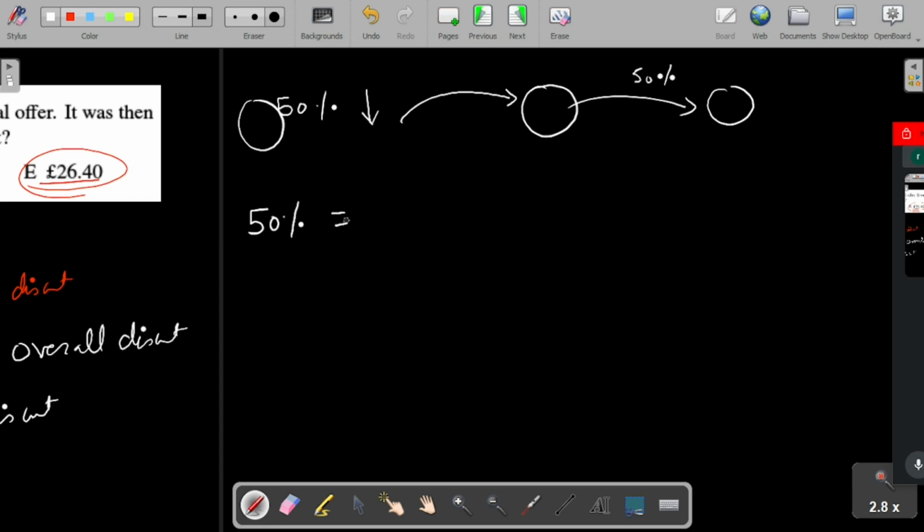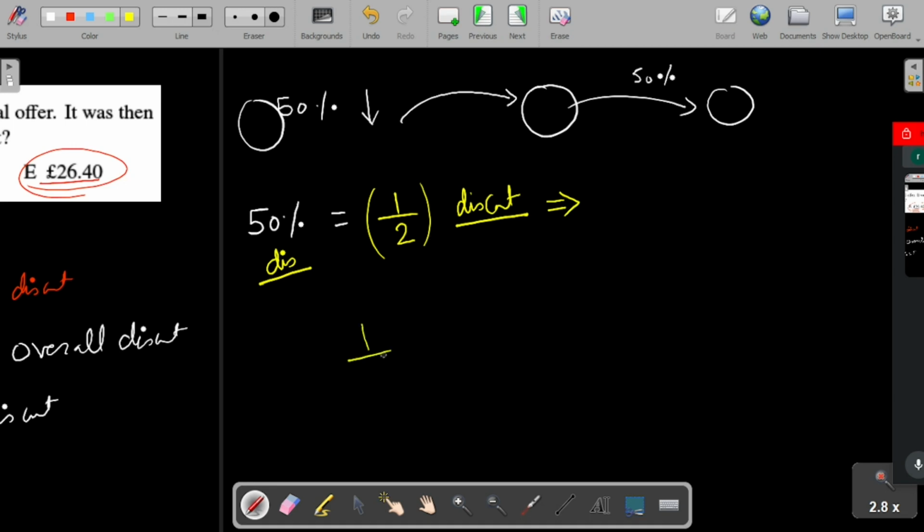Whatever fraction you have given, write it in terms of fraction. 50% is equivalent to how much? 1 by 2, isn't it? 50% is equal to 1 by 2 in fraction. Any problem? No. 50% discount is equivalent to 1 by 2 discount. Now just explain the meaning of this statement, 1 by 2 discount.